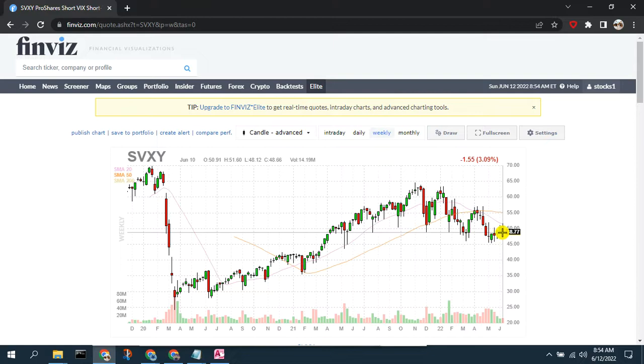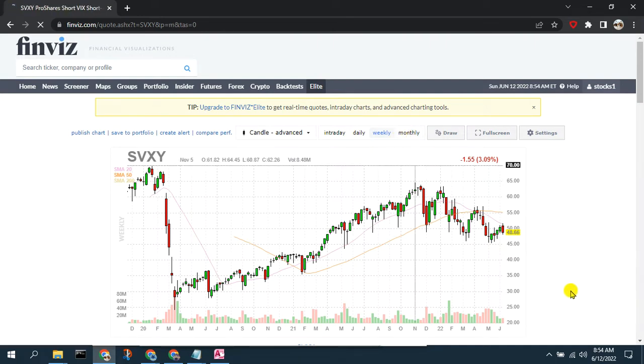We can see it's been going up, which again, it's an inverse volatility index on the VIX. So if SVXY is going up, that means the VIX is going down. It recently spiked down, which meant the VIX spiked up a little bit.